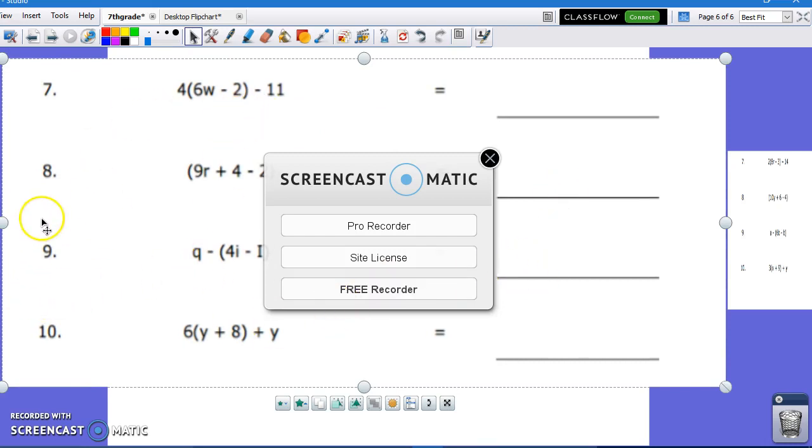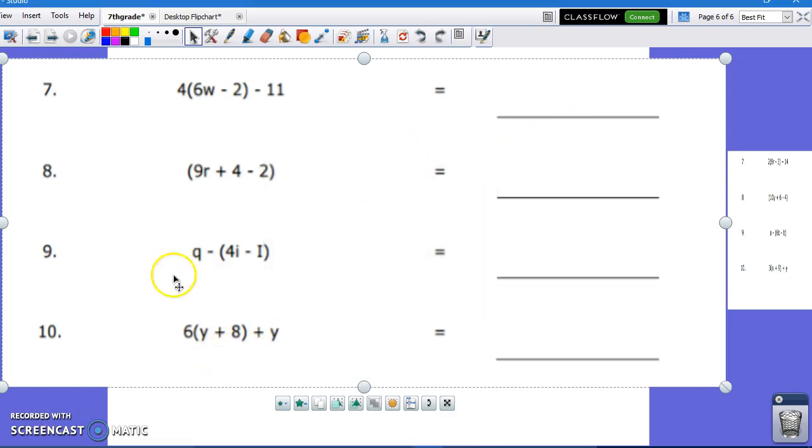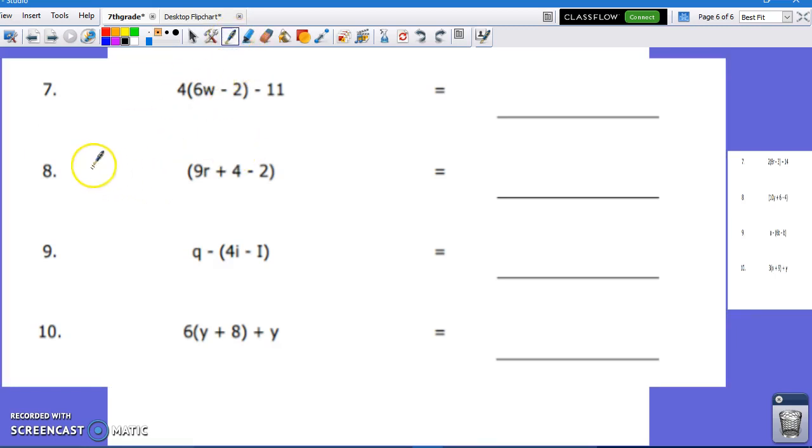So after today's class, you should have done a few of these on your own. So now I'm going to start with number 7, starting from the bottom of the homework sheet that you have. Remember, when we have the parentheses right here and nothing on the outside, we're going to distribute, and it means to multiply. So 4 times 6w and 4 times a negative 2.